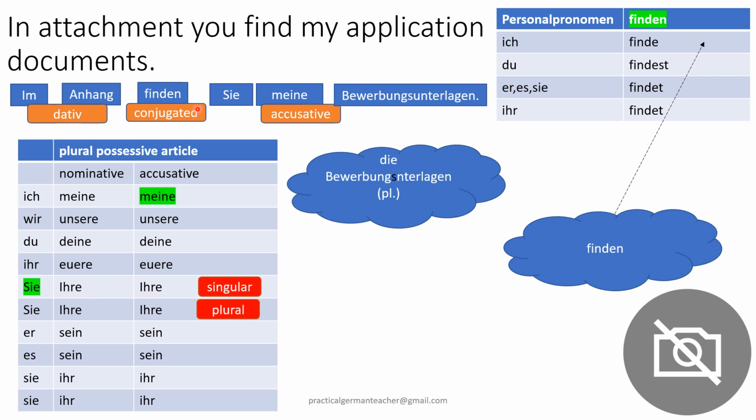So im Anhang finden, then the subject sie, then the object Bewerbungsunterlagen. This is plural. Die Bewerbungsunterlagen. You can also use Bewerbungsdokumente. No problem with that. And then the article before it, here the article is possessive, so it's mine. Again, notice this table is for plural. Again, there is no difference between this column and that column. Okay, I just want you to know this.